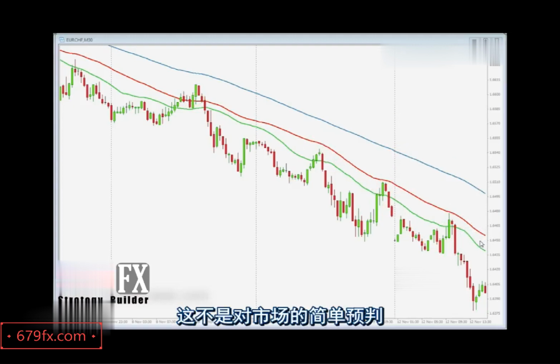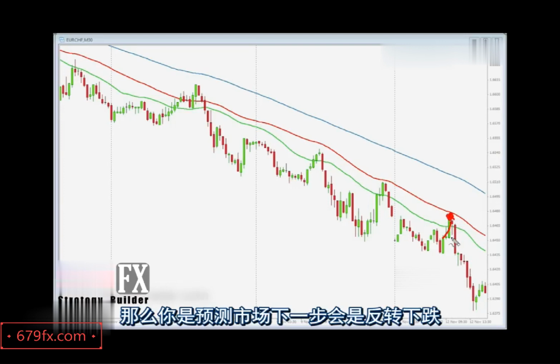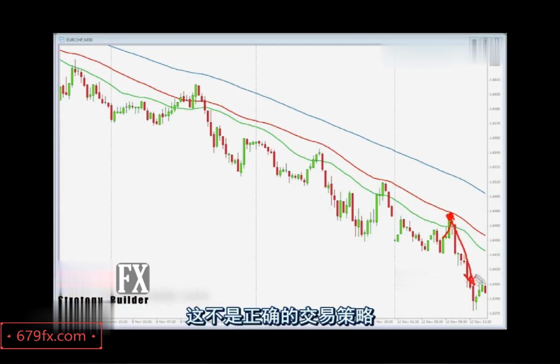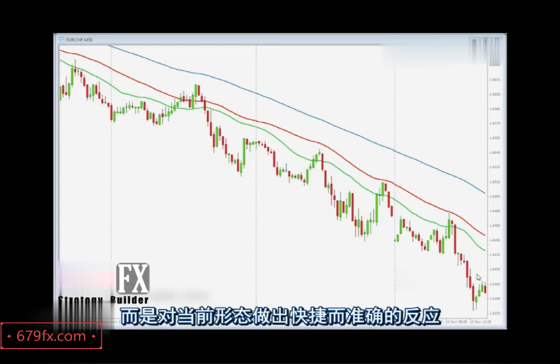You're not trying to anticipate the market's next move. If you enter short just as price retraces back here, then you will be trying to anticipate, to foresee the next market move. All right, that's not what trading is about. I always say, one of my golden rules of sensible trading, is that trading is not about prediction. Trading is about reacting quickly to what's already appearing on your chart.